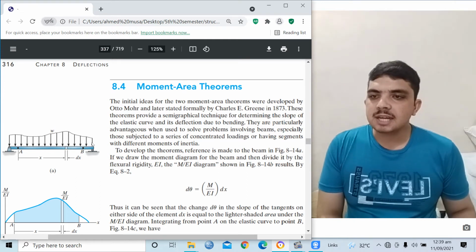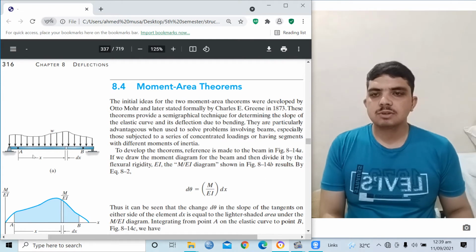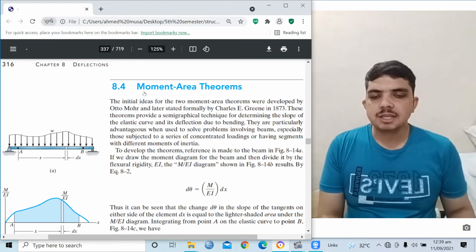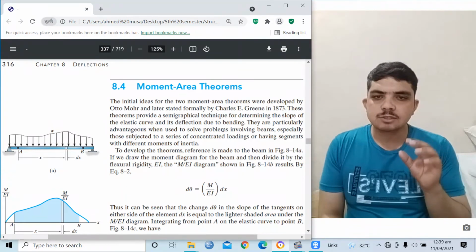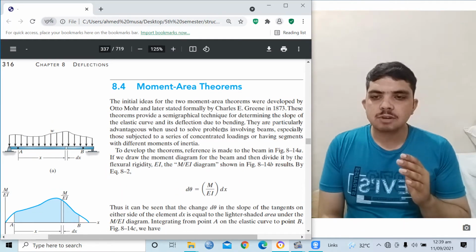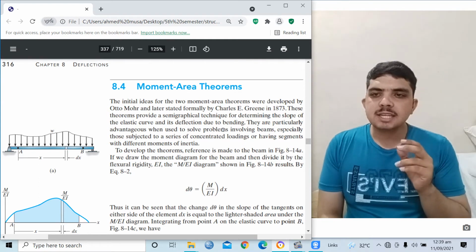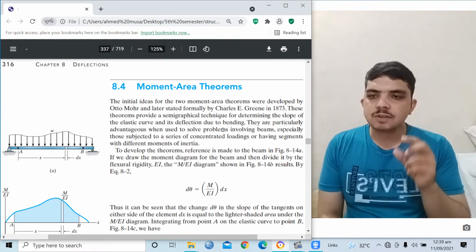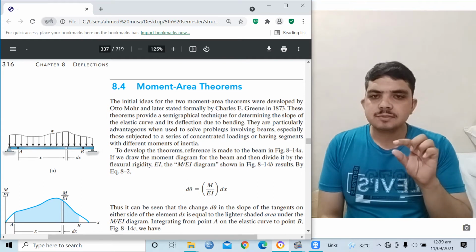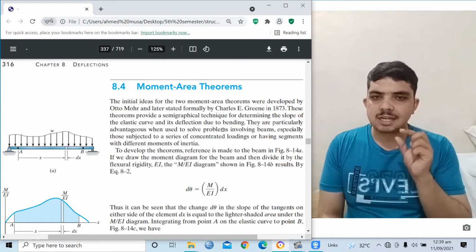Now the main target of today's lecture is how we can find this displacement or deflection and slope or rotation. Basically, the moment area theorem provides us a simple solution for the deflection and slope of the beam. Basically, the moment area theorem comprises two theorems. The first one is for the slope of the beam, and with the help of the second one, we can easily find the deflection of the beam.